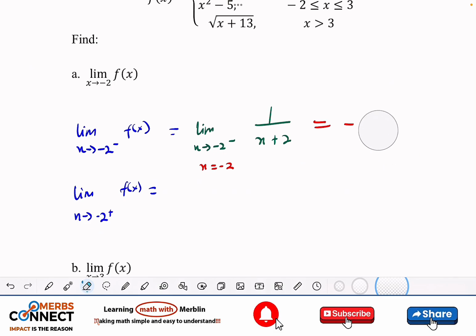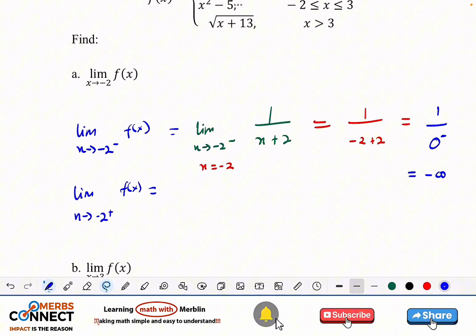Or the other way that you can see this is to write it as 1 divided by minus 2 plus minus 2, and this is coming from the left side. So I can write this as 1 divided by 0. When I add, I'm going to get 0, but 0 from the negative side. So I put the negative there, telling me that this 0 is actually coming from the negative side, and this is going to give me negative infinity. Good.